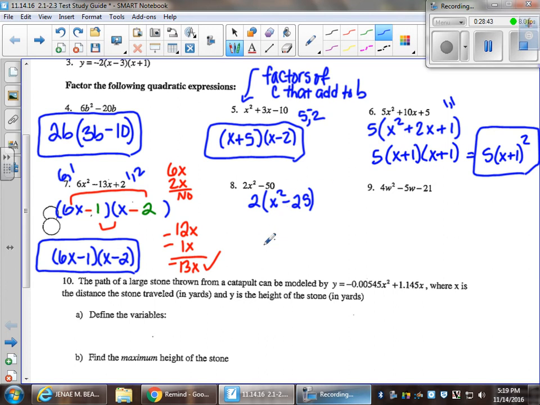Because right here I have the difference of 2 perfect squares. X squared, and 25. 25 is a perfect square, and it's a difference, subtraction. You're subtracting. So difference of 2 perfect squares. The square root of x squared is x, and the square root of 25 is 5. So this becomes 2 times x plus 5, x minus 5, and we're done.